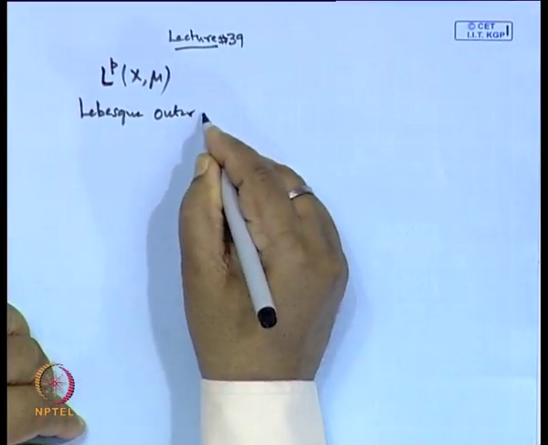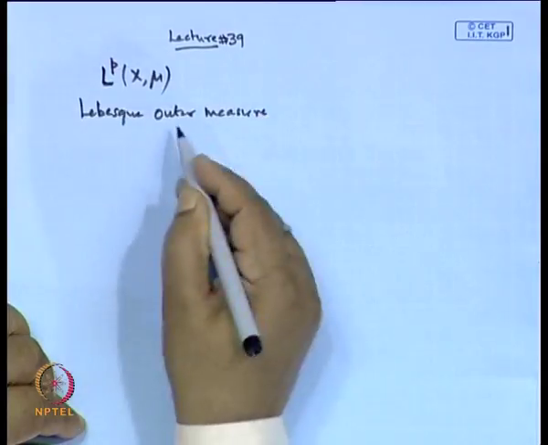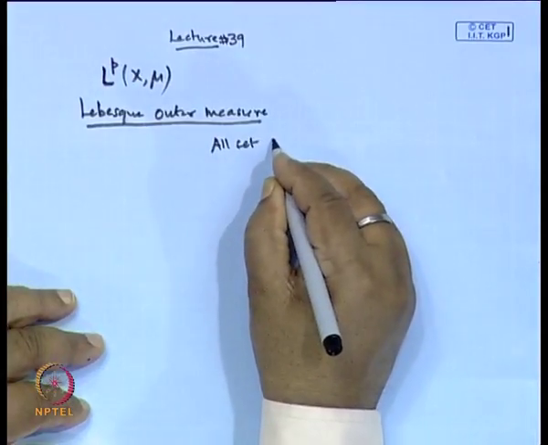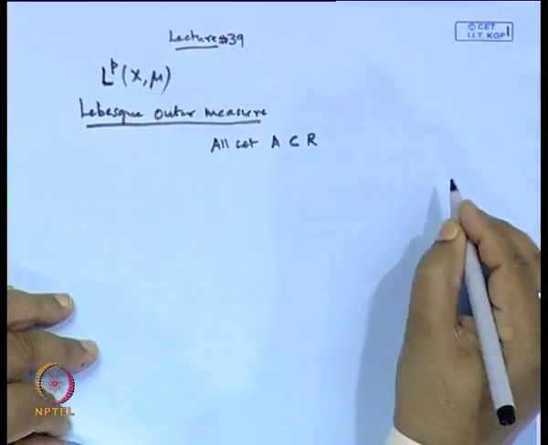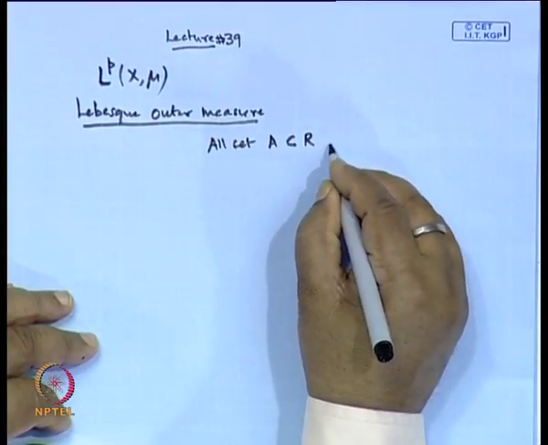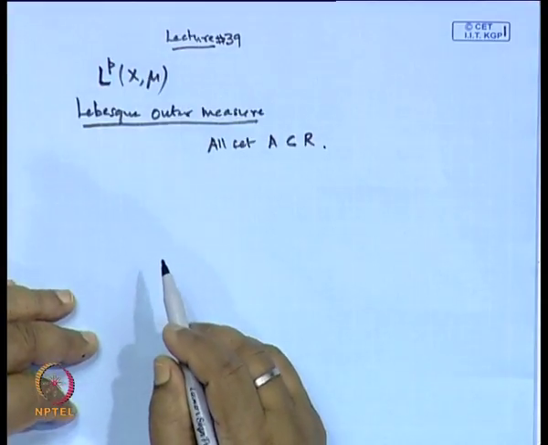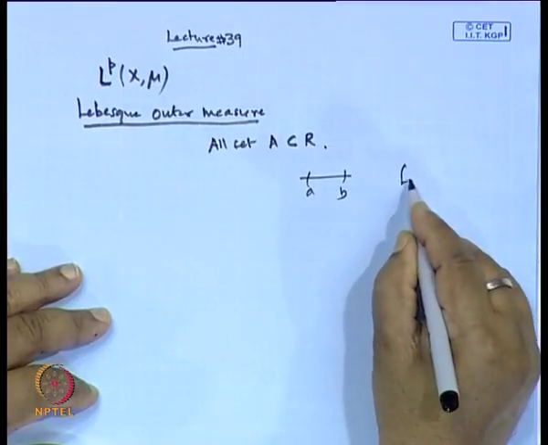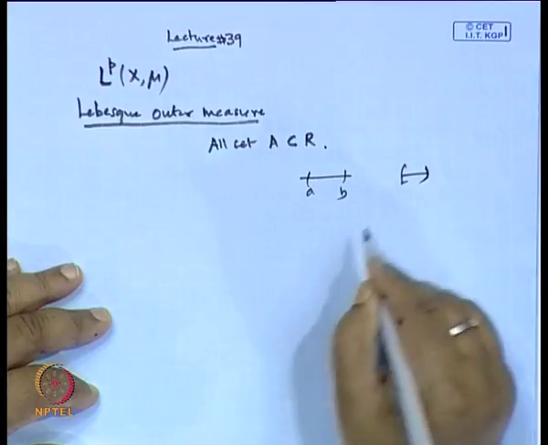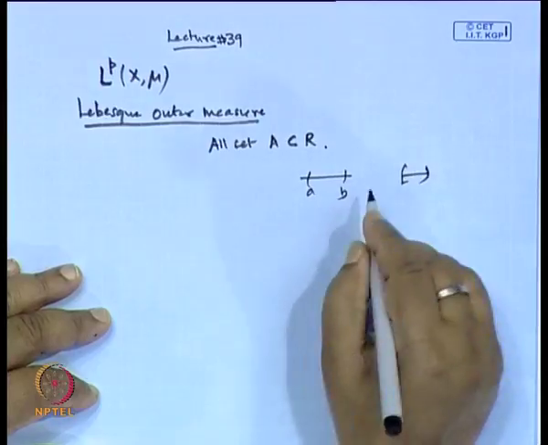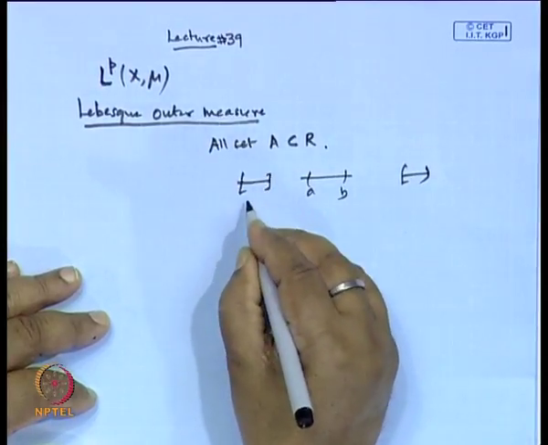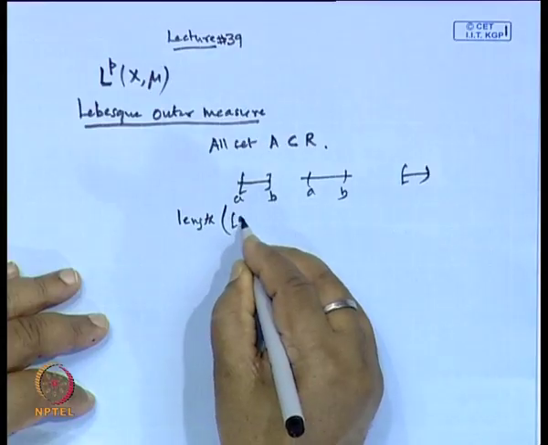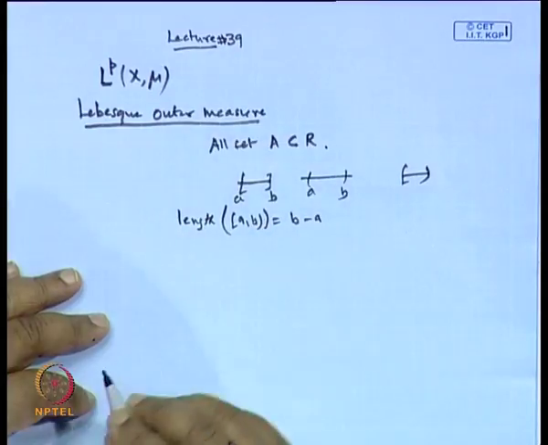Lebesgue outer measure. Now, here whatever sets we deal with, they lie in the real line, or they are a part of the real line R. So, when we say the interval (a, b), whether it is a semi-closed interval, closed interval, or half-closed and open interval, then the length of the interval is nothing but the difference b minus a.